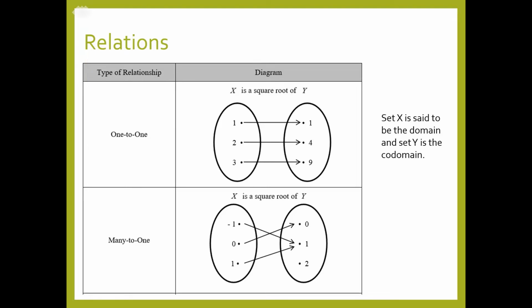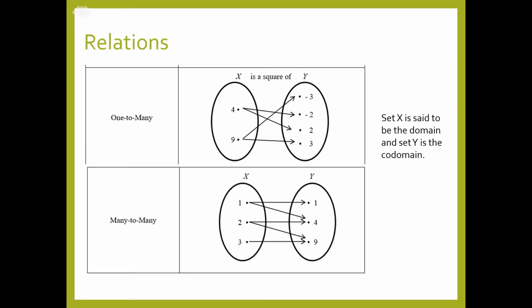There are various types of relation between X and Y. For the first diagram, the relation is known as one-to-one. Second diagram, many-to-one. Third diagram, one-to-many, and the last diagram, many-to-many.